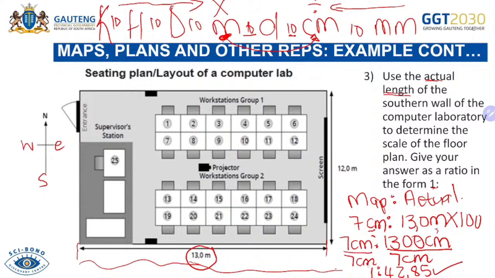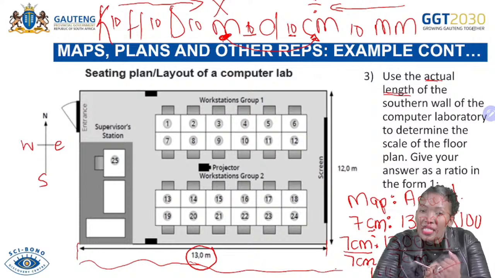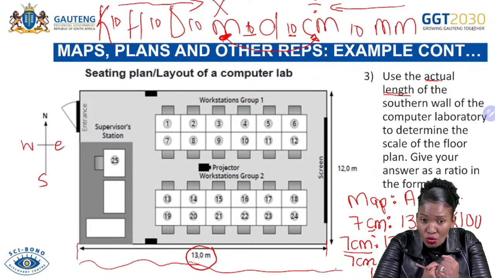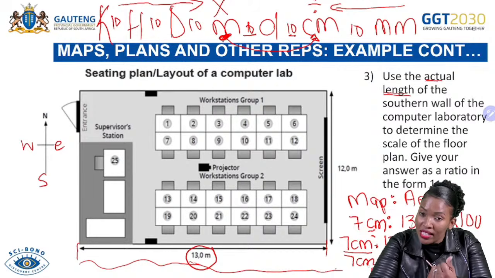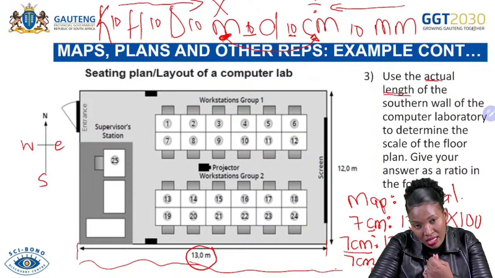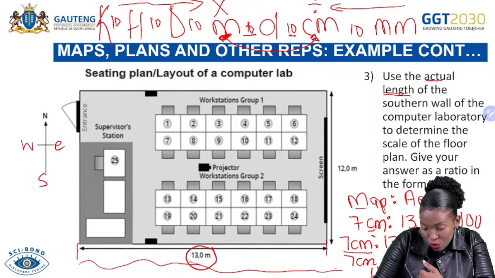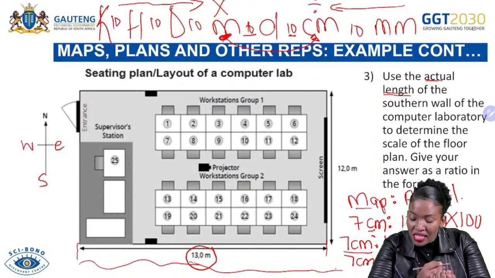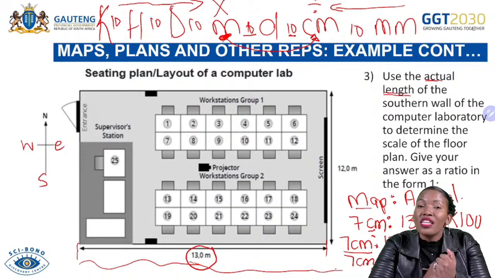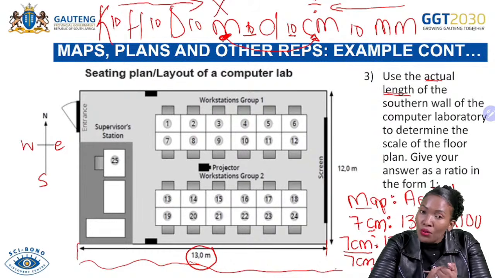So there are actually 3 things that you must consider when you are determining a scale that is used. Number 1, you need to measure. Most of the time, they will give you the actual distance, and then you must measure your map distance. And always remember, when you write them, it is always your map is to the actual. That is how you write them. Secondly, you must make sure that your units are the same. And I'm advising you to always convert a larger unit to a smaller unit to avoid working with a lot of decimal numbers.